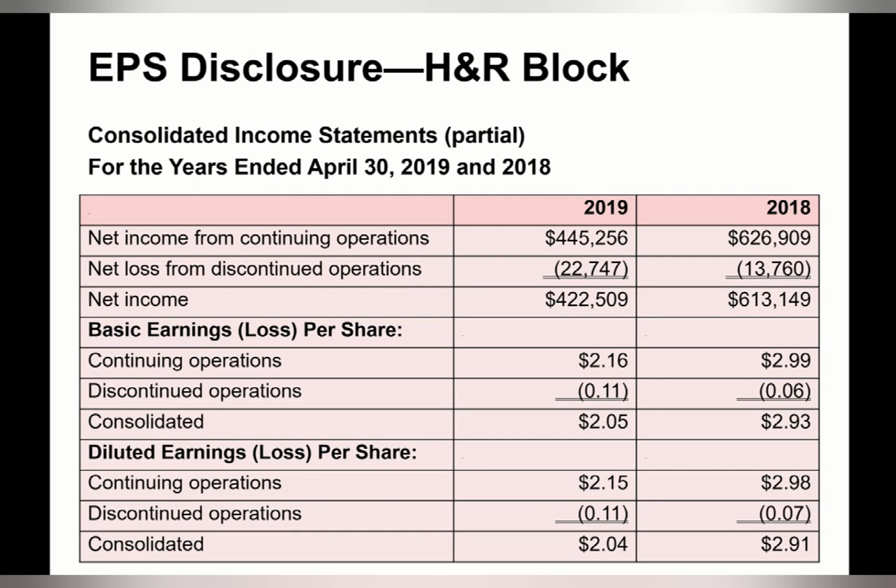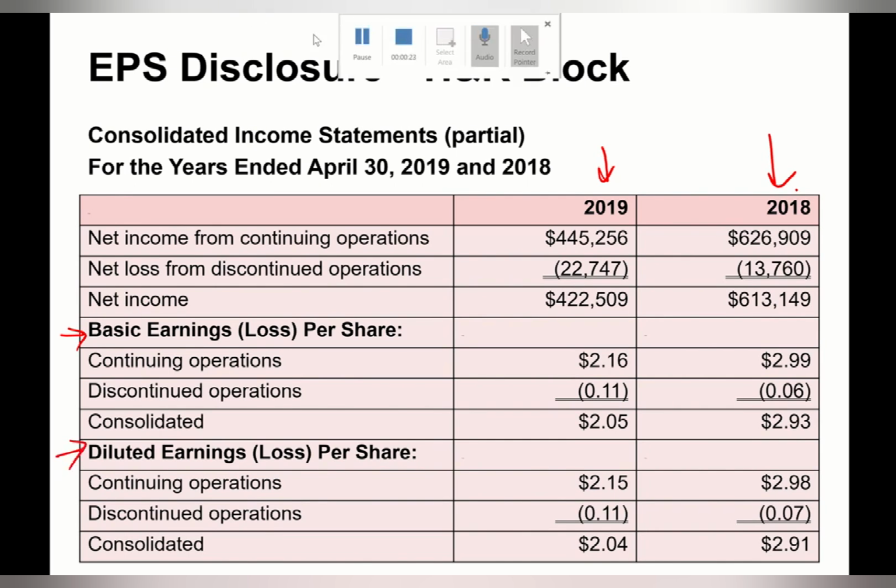earnings per share only. Let's see the earnings per share disclosure of H&R Block. It's on the consolidated income statements for the years ended April 30, 19 and 18. The company reported both basic earnings per share and diluted earnings per share.